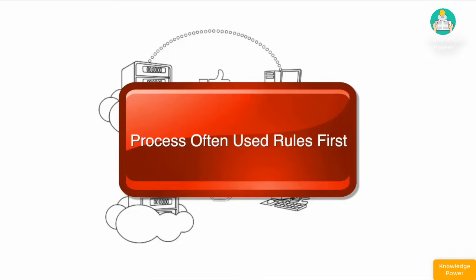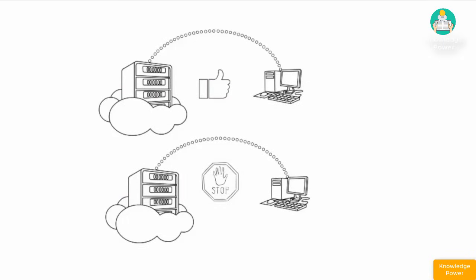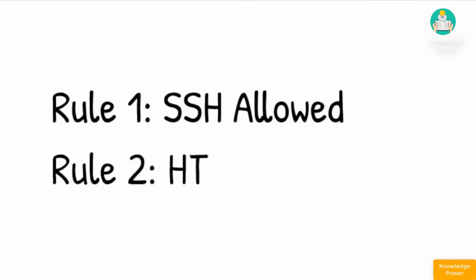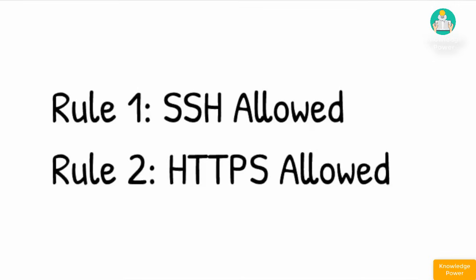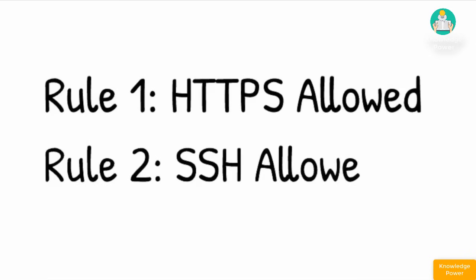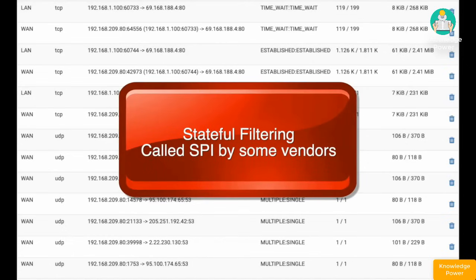The firewall won't have to go through a rule or rules that don't apply to get to the one that does as often if the common traffic is processed first. For example, if you use HTTPS a lot and SSH only a little, and you want to have rules to allow both, it makes sense to check for HTTPS first, then SSH. Now we'll discuss stateful filtering.